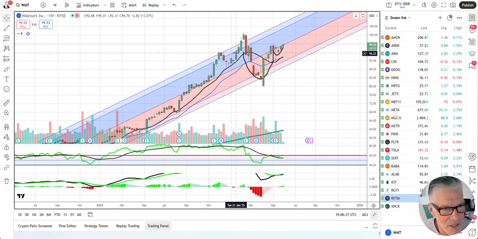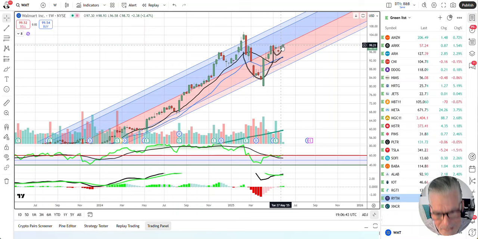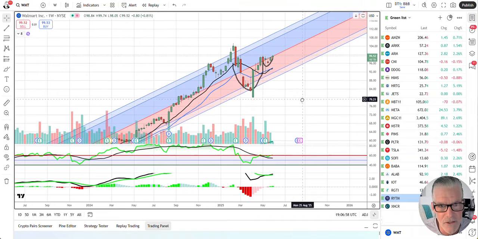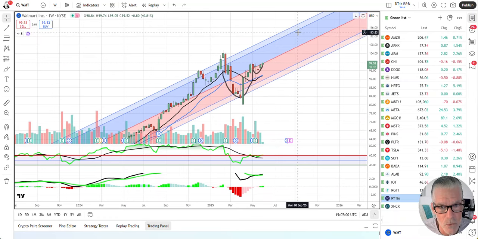Uptrend, uptrend, uptrend, new all-time highs, rounded bottom, soft, shallow handle on the cup. And where is this going to go? 83 to 99. That's a 16-point cup depth. And 16 added to 99, 115 is your target, which is way up there. I really like Walmart.